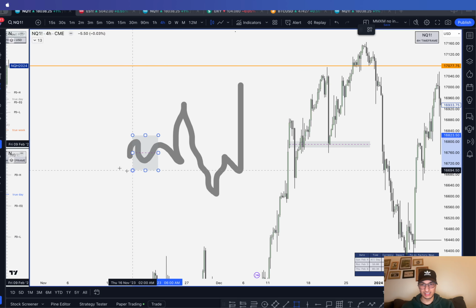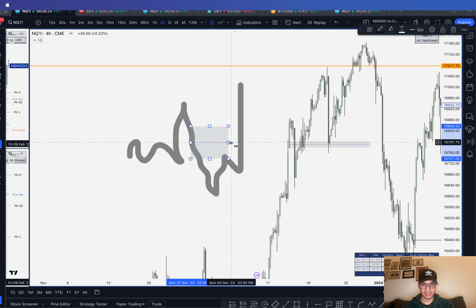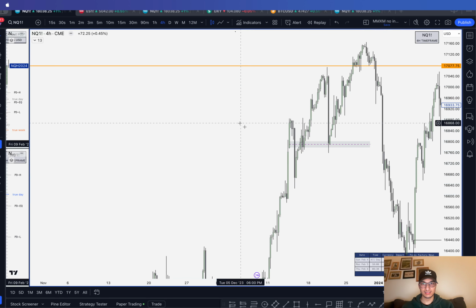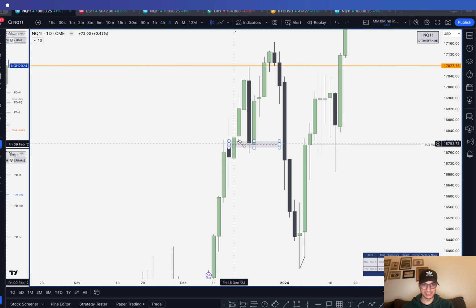This is efficient. This is efficient. What's inefficient? Just here. Just there, right? In between those wicks. Notice how it's a wick. Just there. That's the only inefficiency that exists.